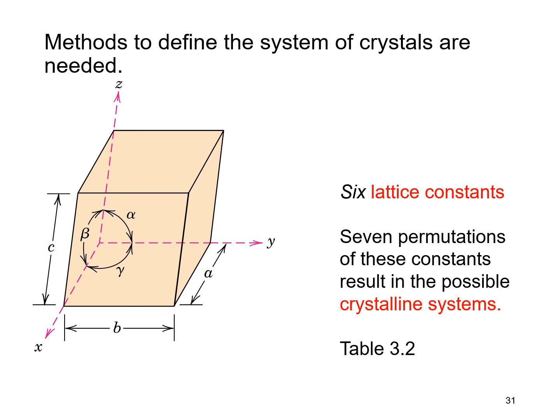There are 7 possible permutations of these constants that result in the possible crystalline systems. If you take a look at table 3.2 in your textbook, you'll see the lattice parameter relationships and the figures that show the different unit cell geometries for the 7 different crystal systems.